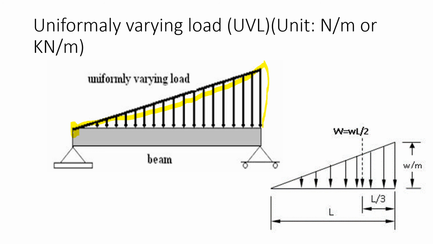Then again, for calculation purposes, we have to convert this uniformly varying load into a point load, which is equal to again the area of this triangular load. So how to calculate the area of this load? W is the intensity and L is the span of the beam. So the area of this triangular load will be half into W into L, that is WL by 2, and which is supposed to be concentrated at the CG of the triangle. That is, from the base of the triangle, that load is concentrated at L by 3 distance, and from the apex of the triangle it is at a distance of 2L by 3.